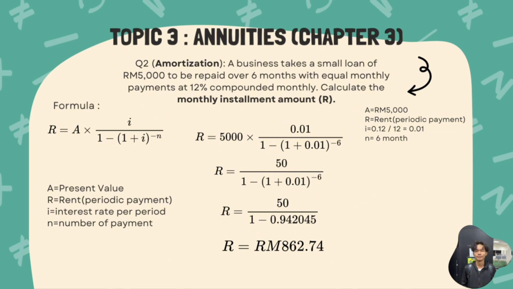So after that, we need to list down the information. First thing first, principal. The amount of principal is RM 5,000. Then annual interest is 12%. But in this case, we need to find the monthly interest. How? Firstly, we divide 12% by 12 months. Then we get 1% for the monthly interest.